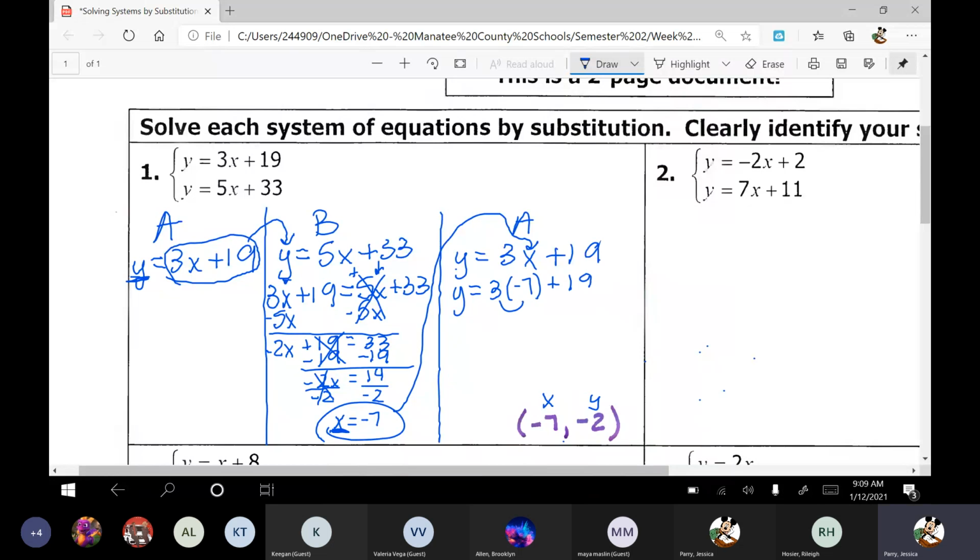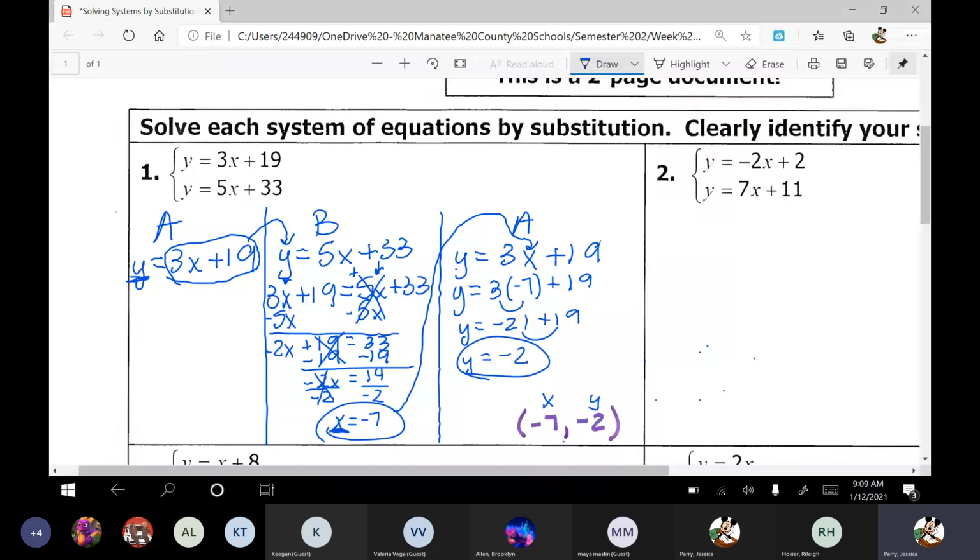Next is our multiplication. Our 3 times negative 7 is negative 21. Bring down the rest of the problem. One more step, adding and subtracting negative 21 plus 19. And then we get negative 2.